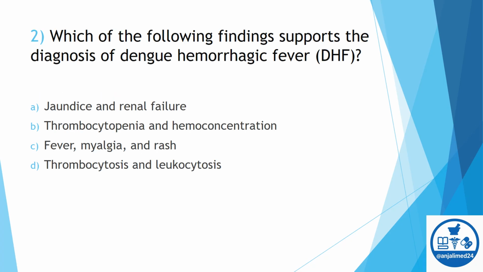Which of the following findings supports dengue hemorrhagic fever, DHF? A. Jaundice and renal failure. B. Thrombocytopenia and hemoconcentration. C. Fever, myalgia, and rash. D. Thrombocytosis and leukocytosis. So the correct answer is thrombocytopenia and hemoconcentration. DHF involves low platelets and raised hematocrit, greater than 20%, due to plasma leakage.